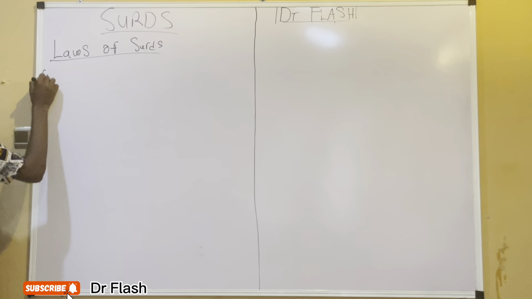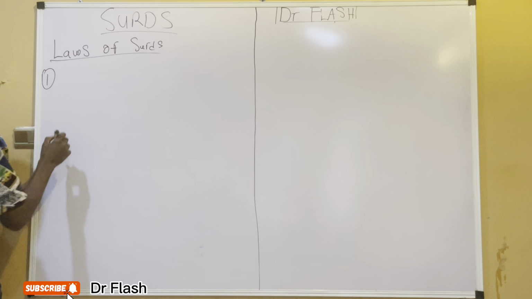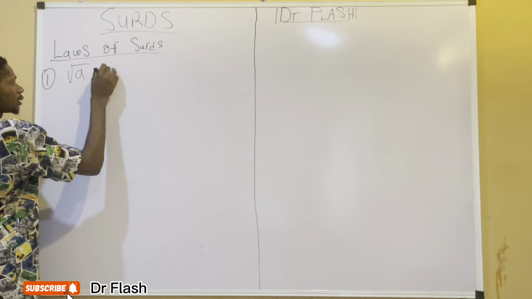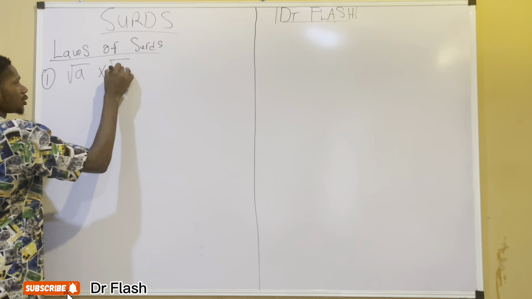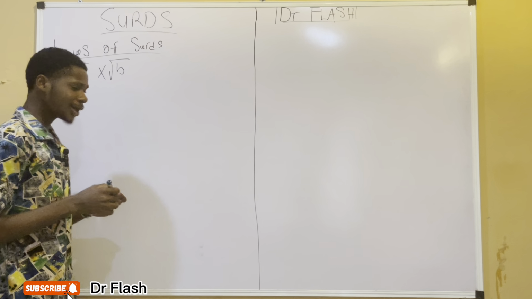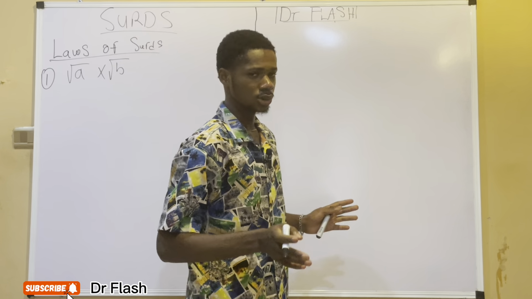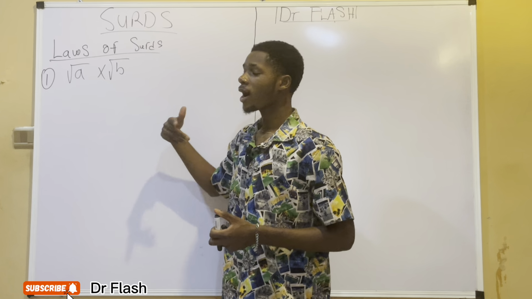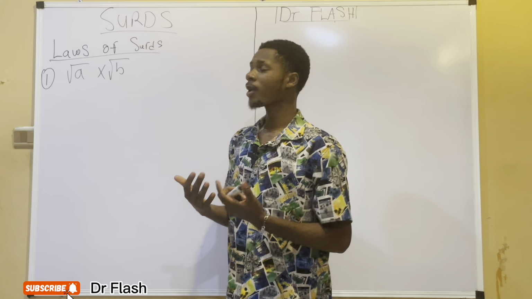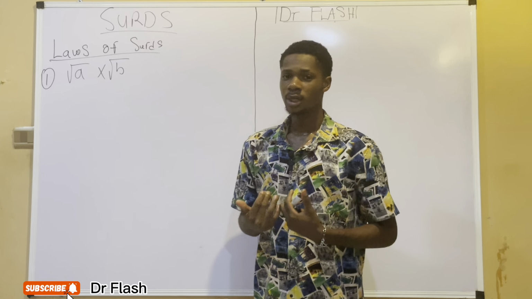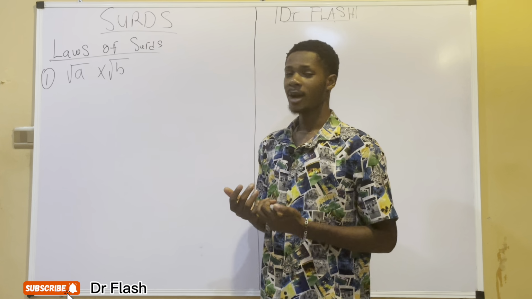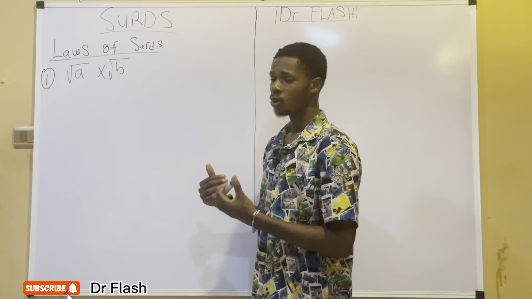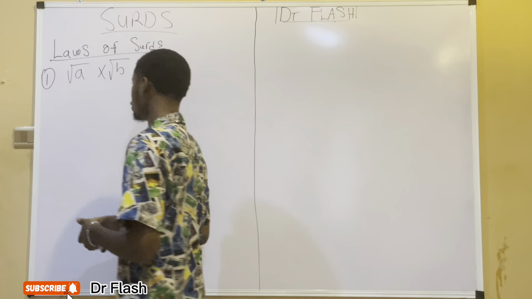Now the first law of surds is given as the square root of a times the square root of b. First things first, how do you know if a problem is relating to surds? It has to do with square roots. Whenever we have numbers that are not perfect squares, but they can be reduced in such a way that we can write them as a whole number and the root of another number, we take them down to surds, and the laws of surds can be applied.